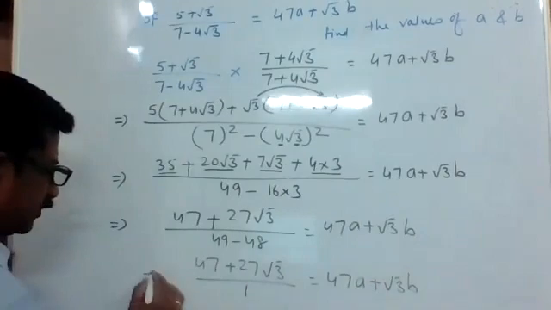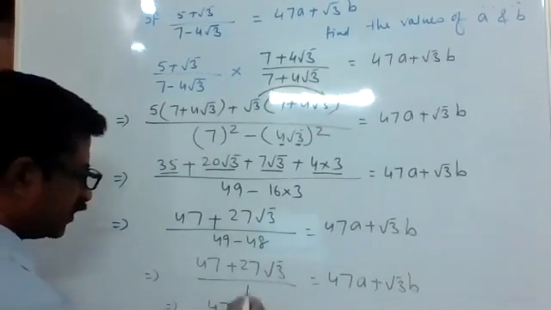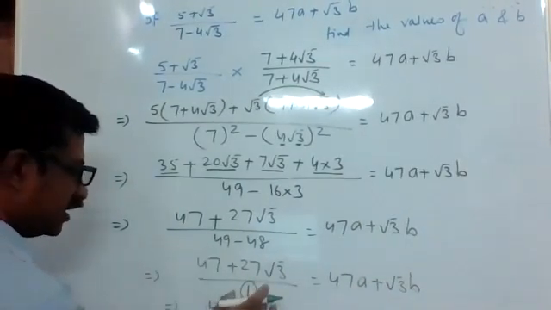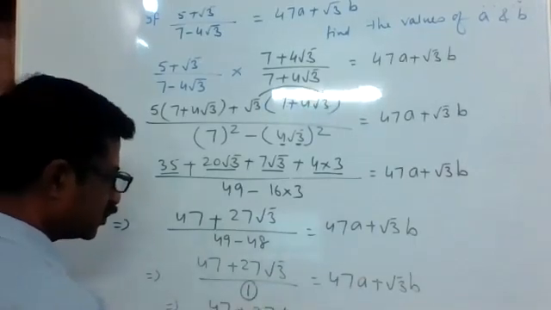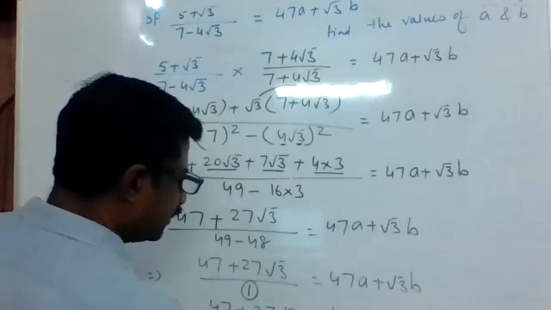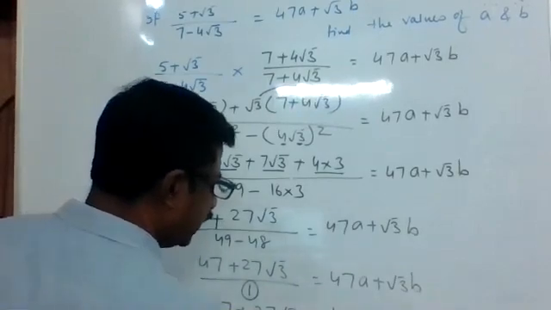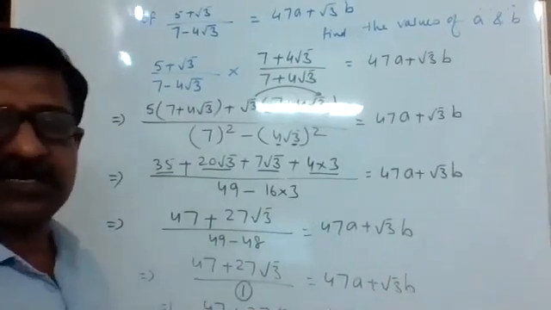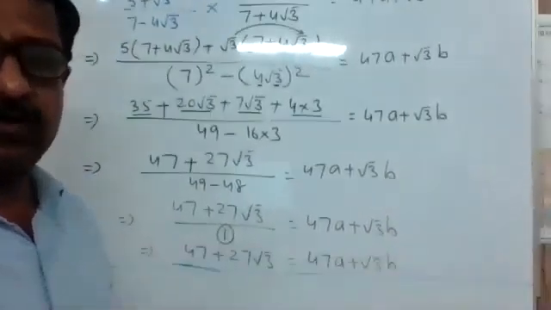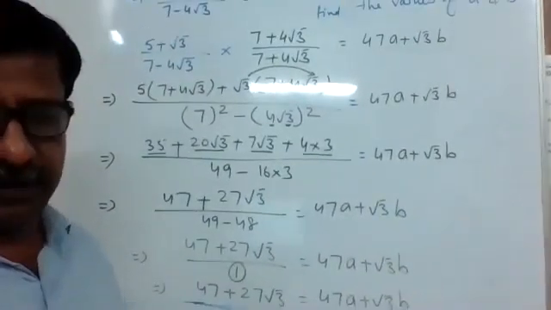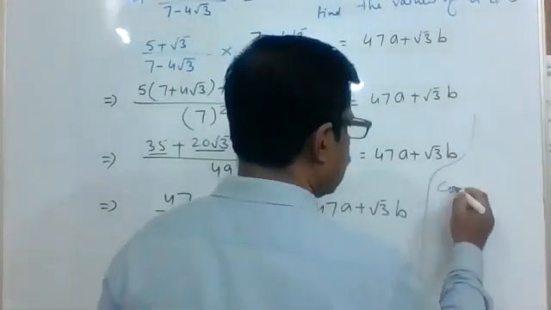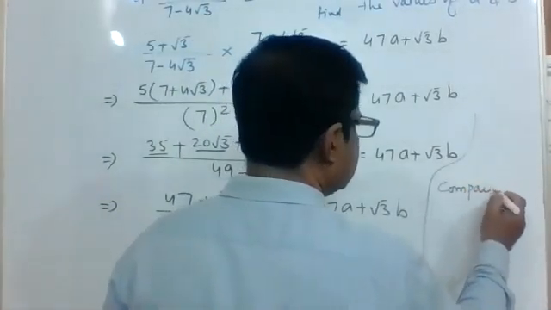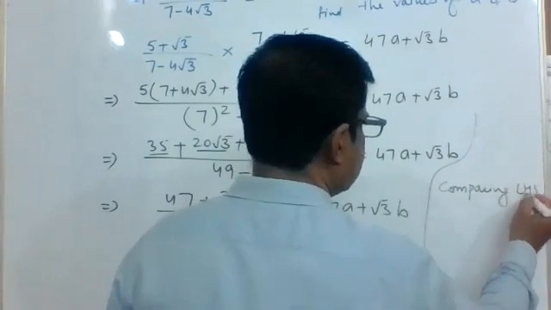Or if we further simplify, it will be 47 because there is no other denominator other than 1. Therefore, we can write it as 47 plus 27 root 3 equal to 47a plus root 3b. What was our aim? Our aim was to find out the values of a and b. We compare LHS as well as RHS.